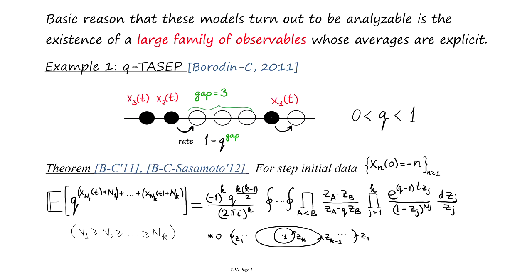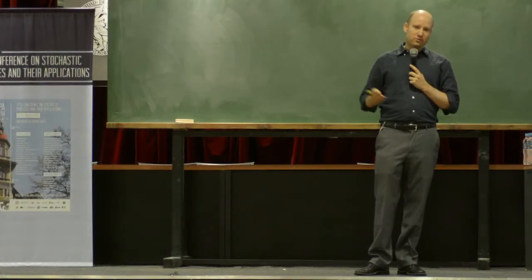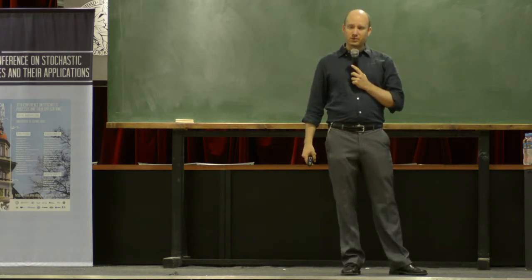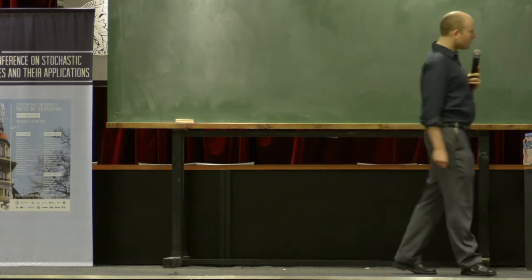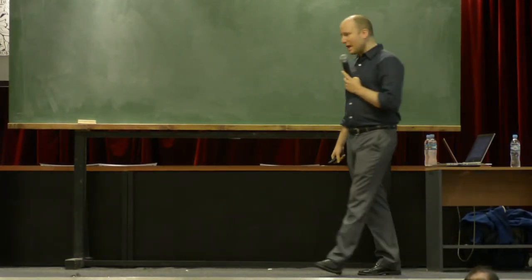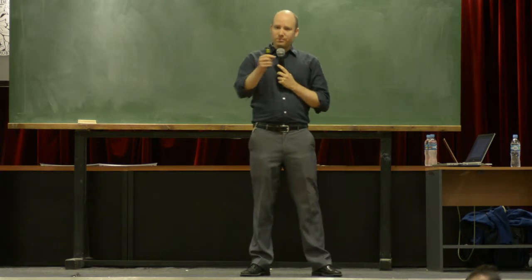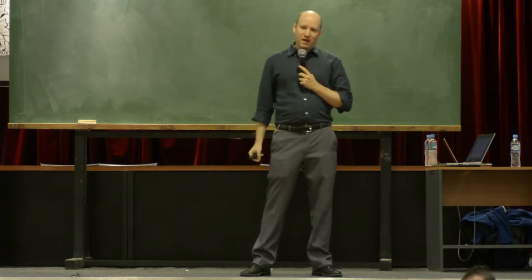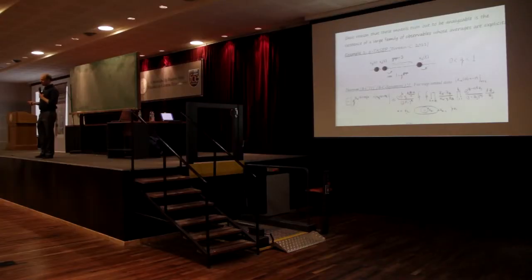And it's a model for one-dimensional traffic flow. And what we'll see is the reason why this is a nice integrable model is because there exists this family of observables which admit very simple expressions for their expectations. So this is a model called q-TASEP. We introduced it a few years ago with Alexei Borodin. And you should think of it as particles or cars moving on a one-dimensional lattice, Z. And it's a continuous time Markov process, an interacting particle system.